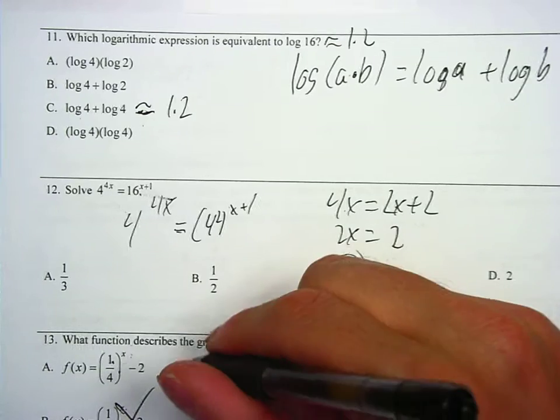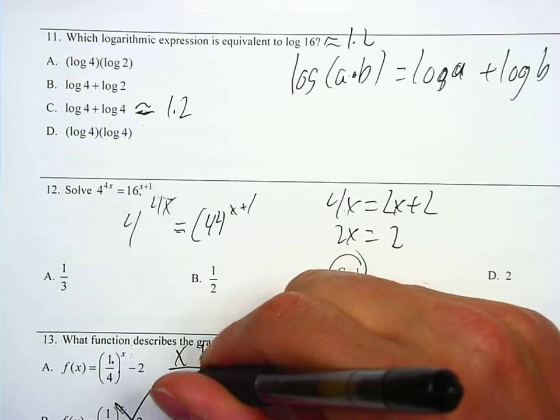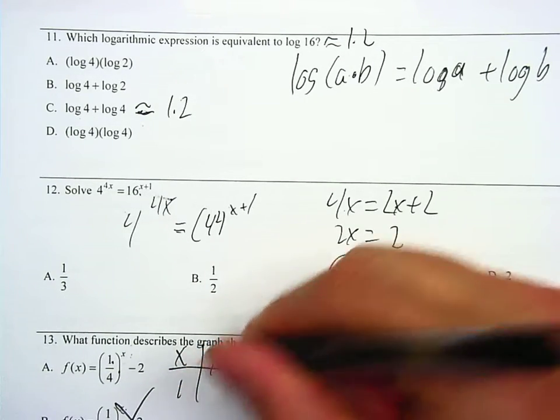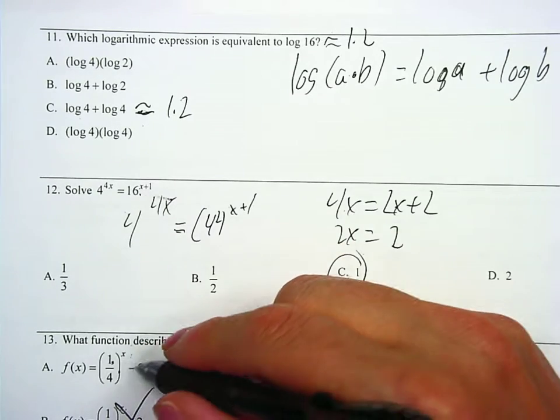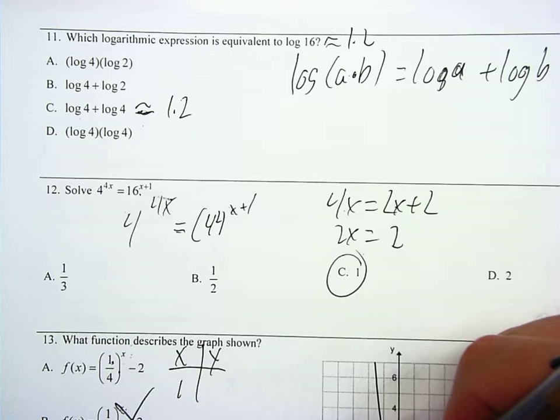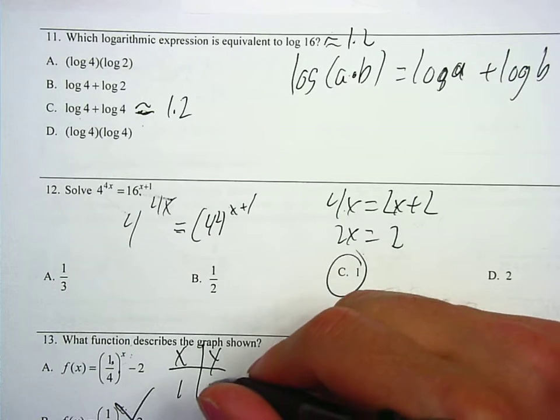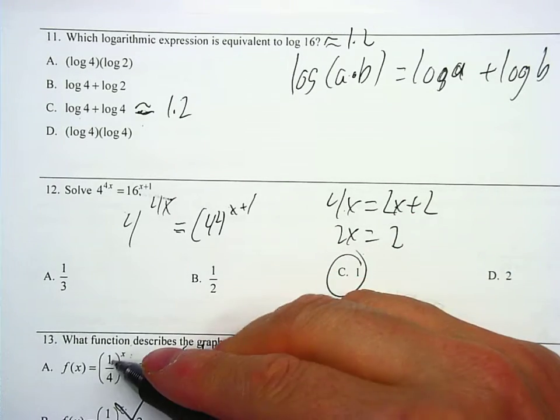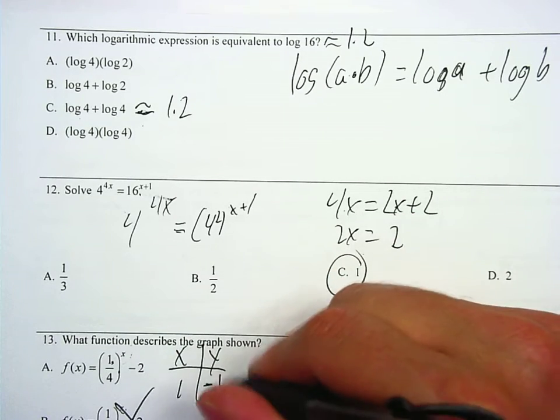Whereas this one, if you put in 1 for x, for the y value, you're going to get 1/4 minus 2. You're going to get -1 3/4, which is what we have, 1 with -1 3/4. Because 1/4 minus 2 is -1 3/4.